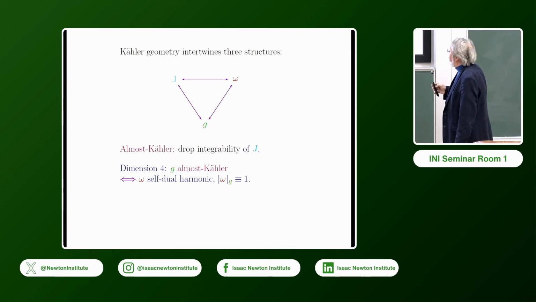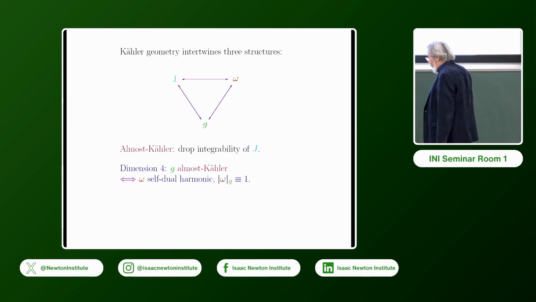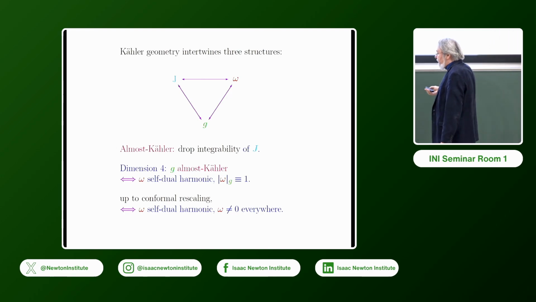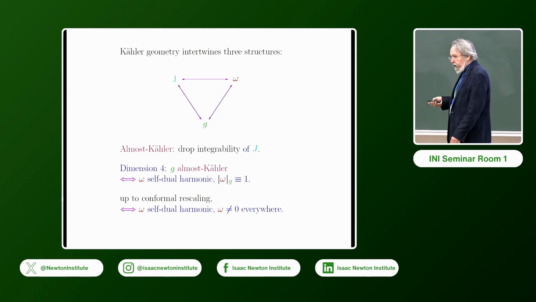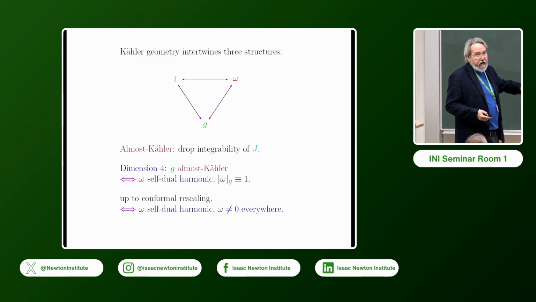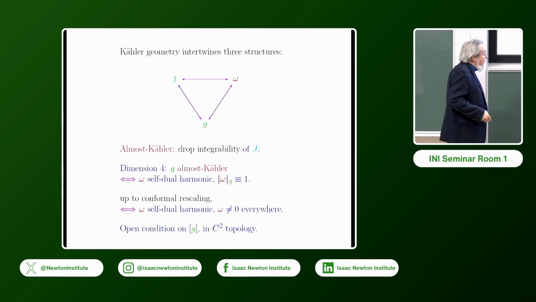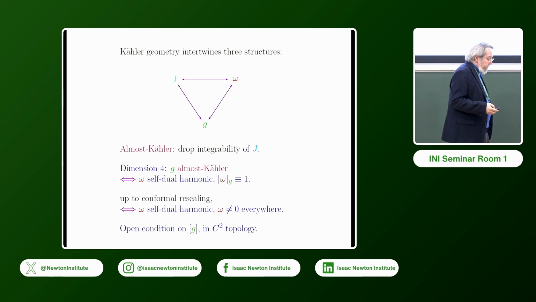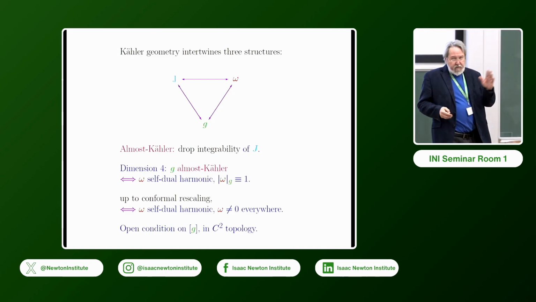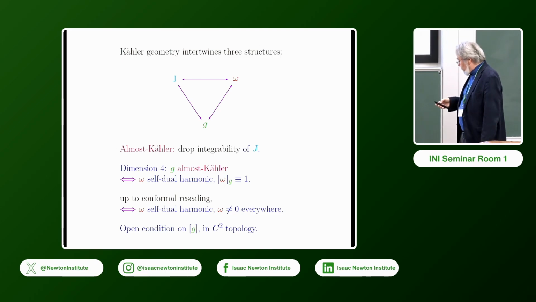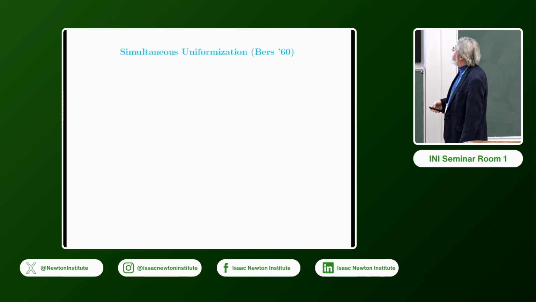Since we're asking this question about conformal classes, up to conformal rescaling, you're just asking that your metric has a harmonic self-dual 2 form which doesn't vanish anywhere. Because then if it doesn't vanish anywhere, you can conformally rescale, so it has constant length. And this turns out to be an open condition in the C2 topology. So when I said before, if you were to perturb any of the things we wrote down, it could be thought of in almost-Kaehler terms.